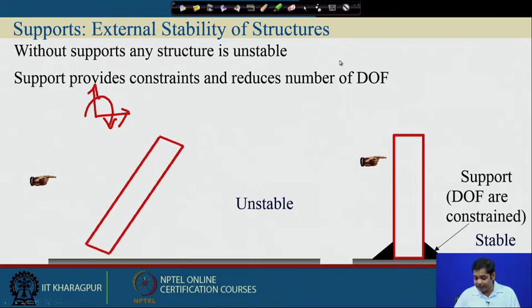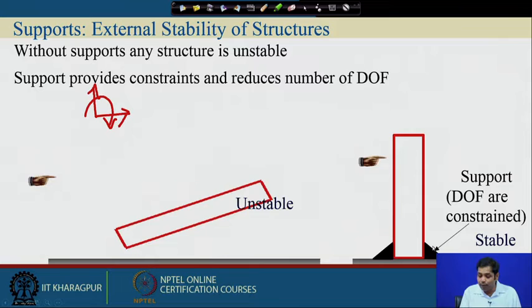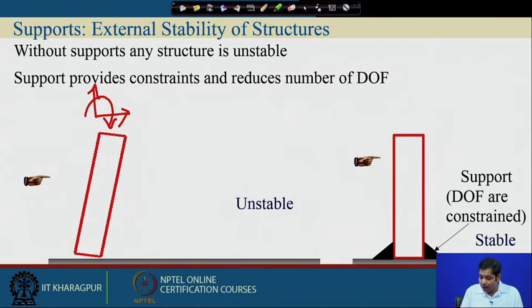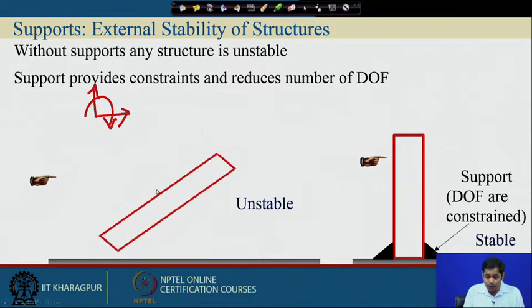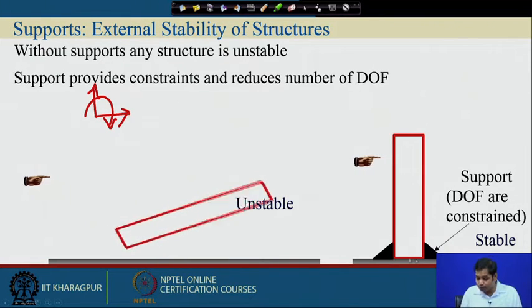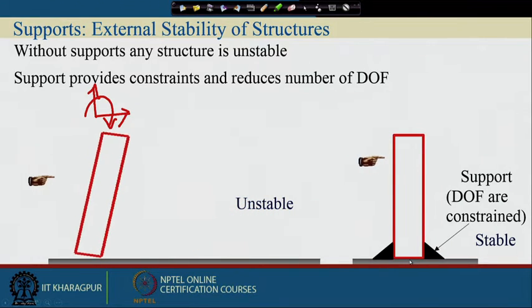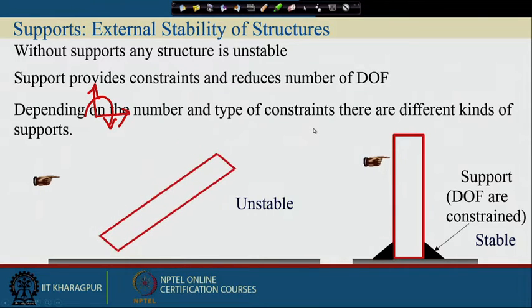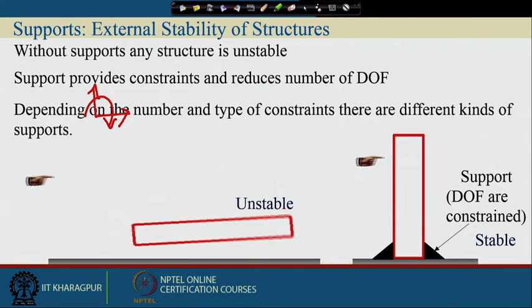So what support exactly does is, if we provide support to the same object and apply a load like this, unlike the previous one, this structure cannot freely move. So support provides some of the constraints; support constrains some of the degrees of freedom, right. Now depending on the number and type of constraints, there are different kinds of support.